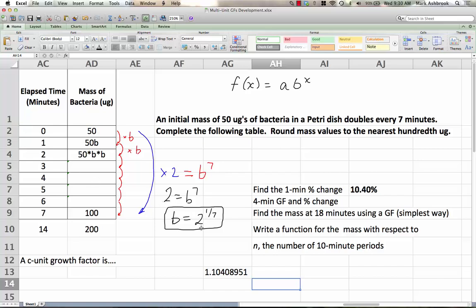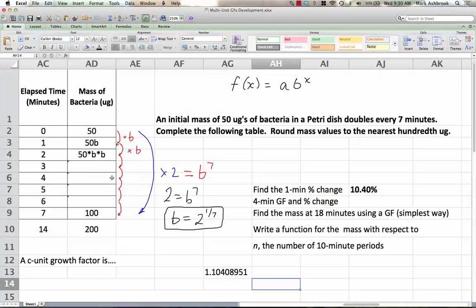How could we do it just having the 1 minute growth factor? Christopher? I did 50 times b to the fourth, and then I plugged in the b, which is 1.104. Okay, yep, that's good. Danny? Since you know the 1 minute growth factor, which is 1.104, just put that to the fourth power. Yeah, so now what we're really talking about is here.